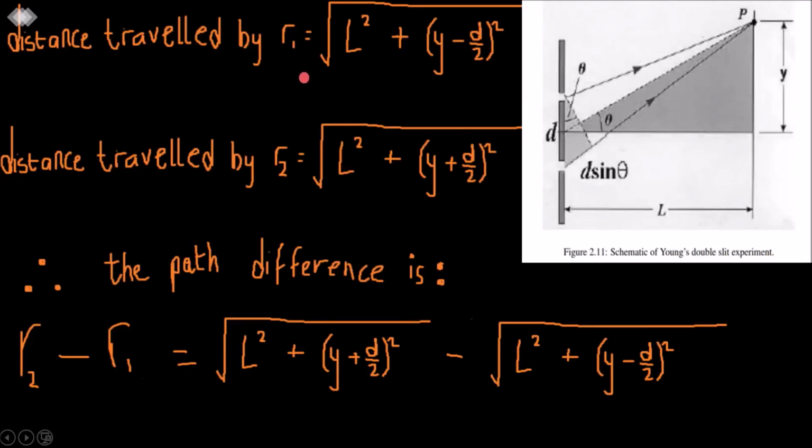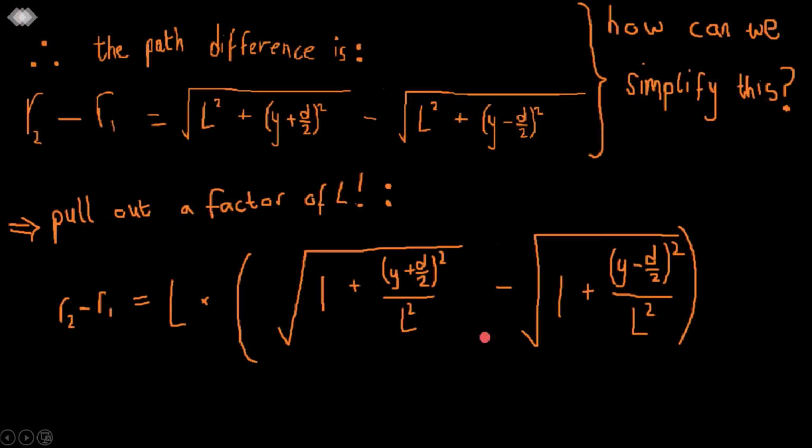So we start by looking at the individual path lengths themselves. For the bottom one, it's this expression. For the top one, it's that expression. And the path difference is just the bottom one, the longer one, minus the top. Very simple maths. This is all just Pythagoras' theorem and trigonometry. Very easy, so I'm just going to breeze through it.